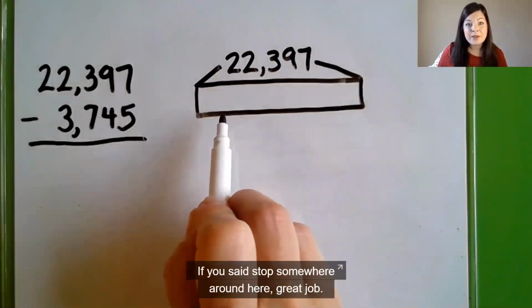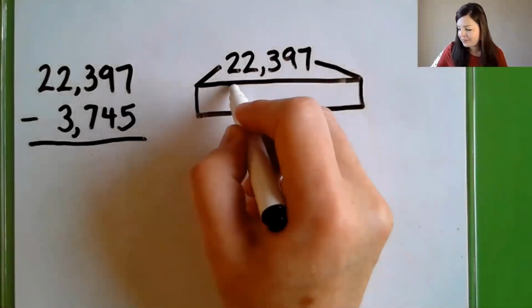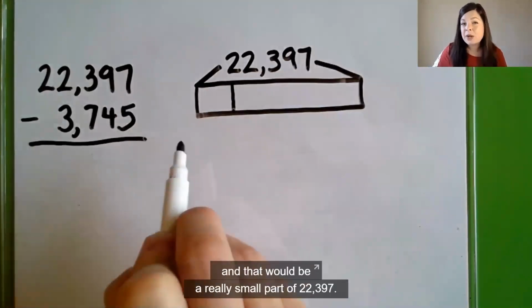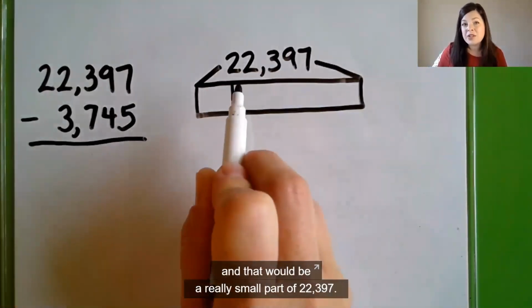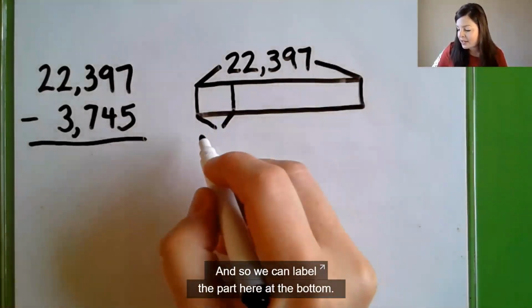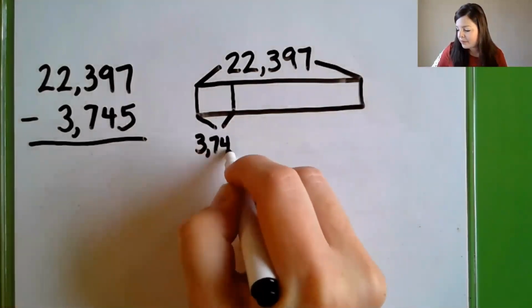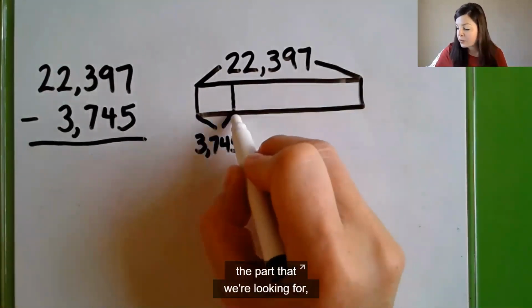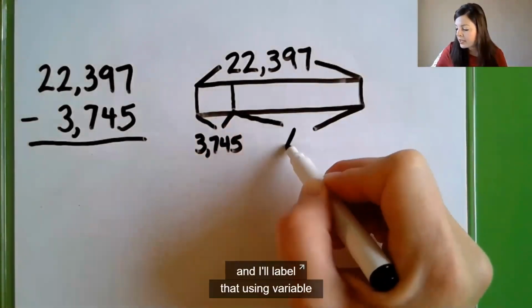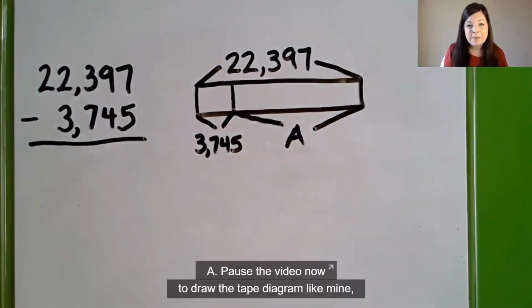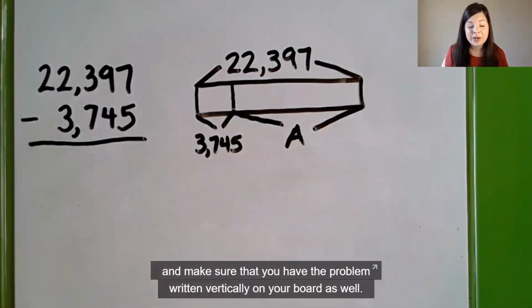If you said stop somewhere around here, great job. 3,745 is about 4,000, and that would be a really small part of 22,397. And so we can label the part here at the bottom. Now we still need to label the unknown, the part that we're looking for, and I'll label that using variable A. Pause the video now to draw the tape diagram like mine and make sure that you have the problem written vertically on your board as well.